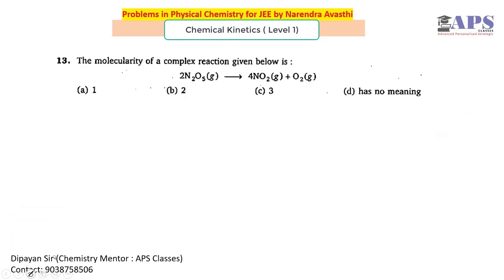Question number 13. It is given it is a complex reaction. Okay, so in a complex reaction we have 2-3 steps, or the number of steps should be more than 1, and for each and every step we have a different molecularity. So the overall molecularity of a complex reaction does not have any meaning. Okay, so has no meaning will be the correct option.